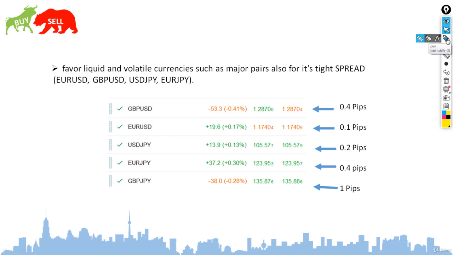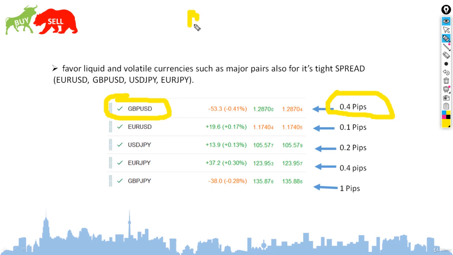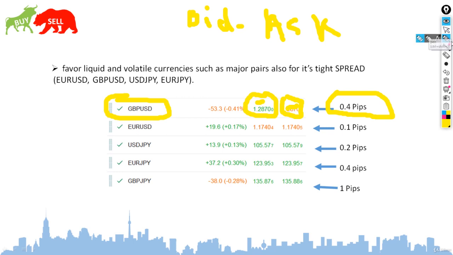I did a comparison of spread on the major currencies. As you can see here, for GBP USD the spread is 0.4 pips. The spread is the difference between the ask and the bid, because in the Forex market we have two prices. We have the bid and the ask. This is the bid and this is the ask. Ask minus bid, you will find the spread. Okay, so I will erase that.